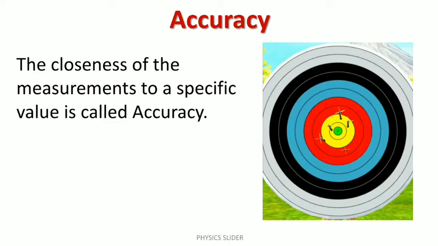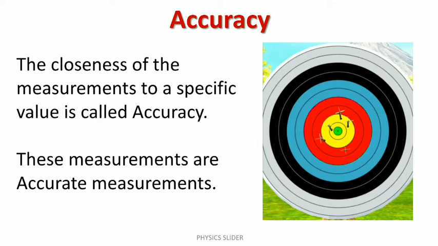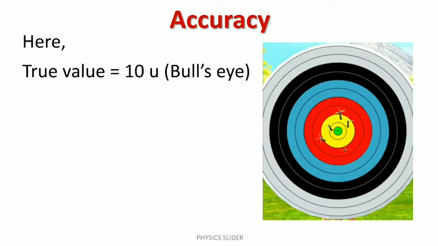So the closeness is specifying the accuracy, and these measurements are accurate measurements, and that specific value is the bullseye, means the green one. Watch here. Here the true value is 10 units. 10 units is given for the center of the target, that is the green one, which is called the bullseye. The 10 units is awarded for aiming at the bullseye. So the true value is 10 units.